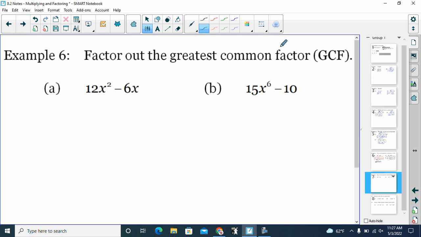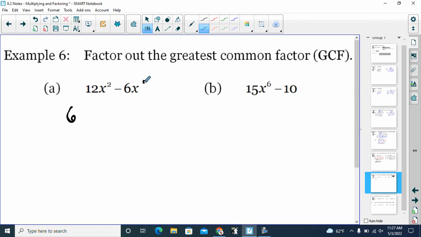Example 6 is the last one we're going to do together. Again, we are asked to factor out the greatest common factor. Part A, we have 12x squared minus 6x. 12 and 6, we could take 3 out of both of those. They're both divisible by 3, but there's a bigger one. 12 and 6, I can divide those both by 6. Remember, we're looking for the greatest common factor, so we want to take a 6 out.